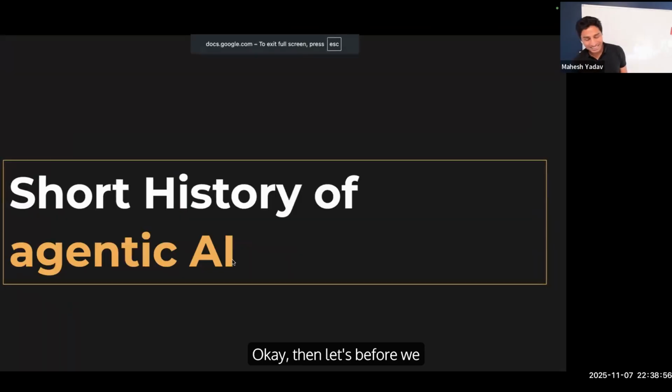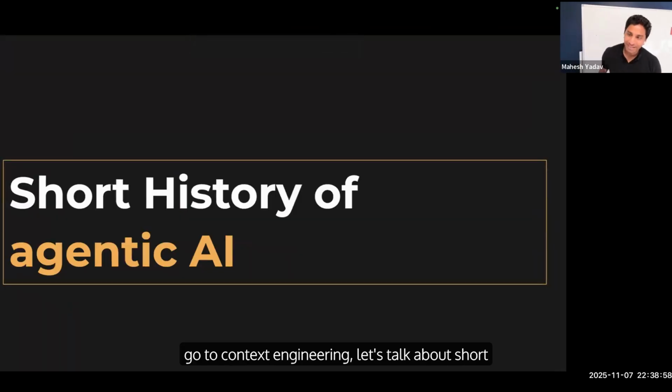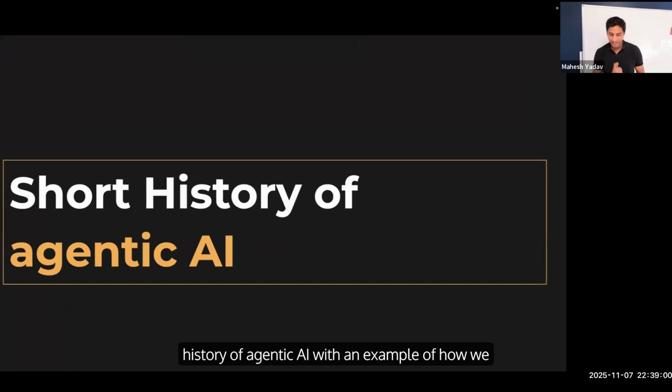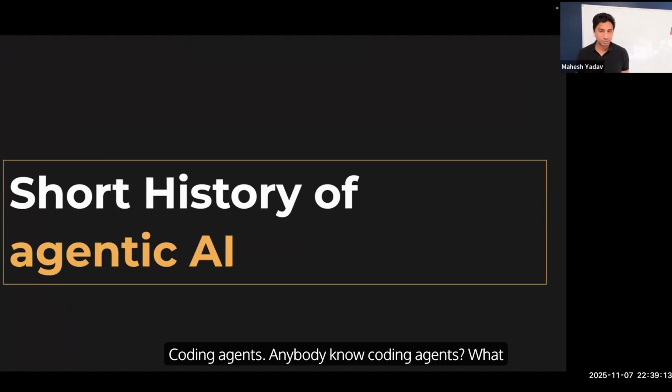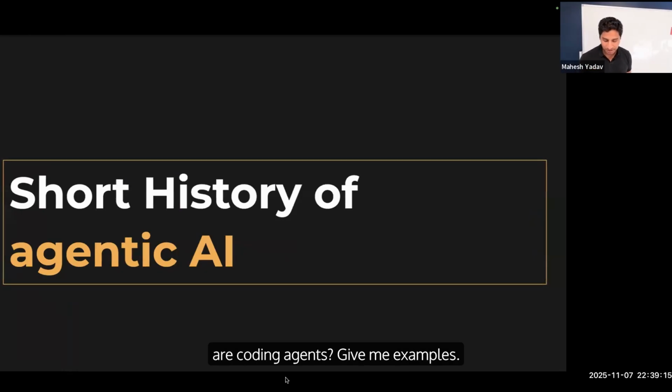Okay, then before we go to context engineering, let's talk about a short history of agentic AI, with an example of how we reached here and what agents are promising, taking coding agents as one good example. Coding agents, does anybody know coding agents? What are coding agents? Give me examples.